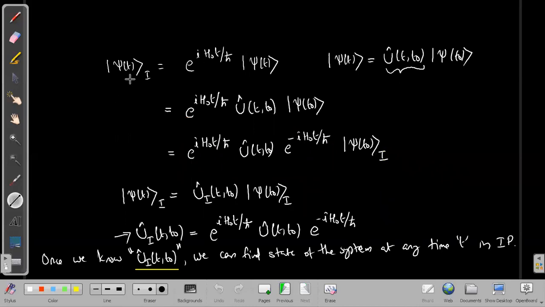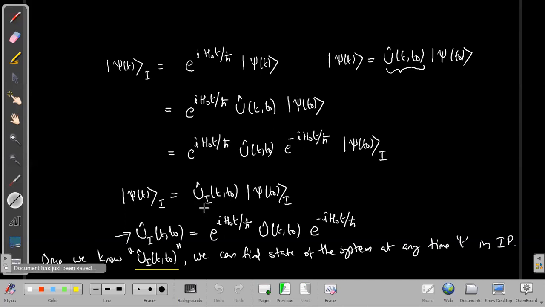The state vector psi of t in the interaction picture, I can write as ui of t, t0 times psi of t0 in the interaction picture. So I can connect the state vector at time t0 to the state vector at time t in the interaction picture through a new operator ui, and ui is connected with u in this form. Once you know ui, you can find the complete time evolution of the system. So that is the main idea we applied here.